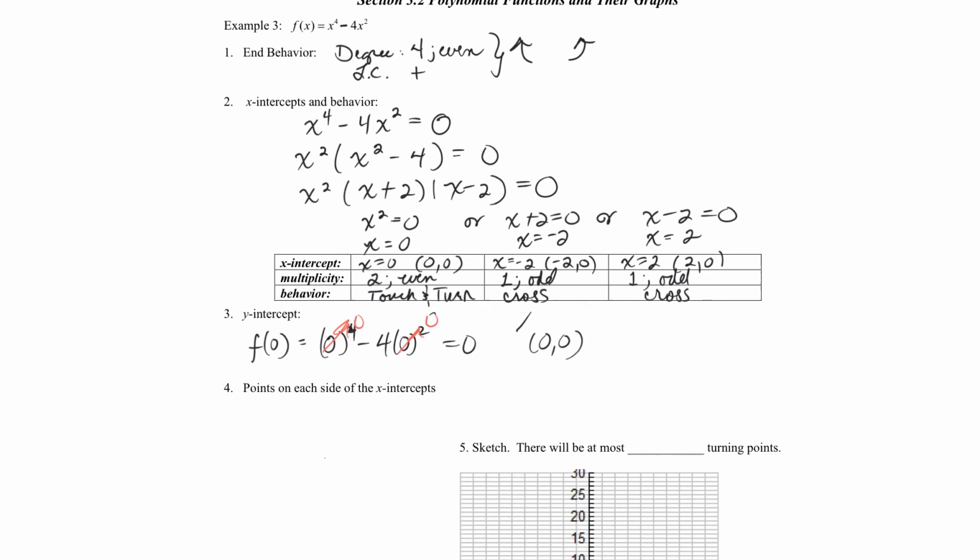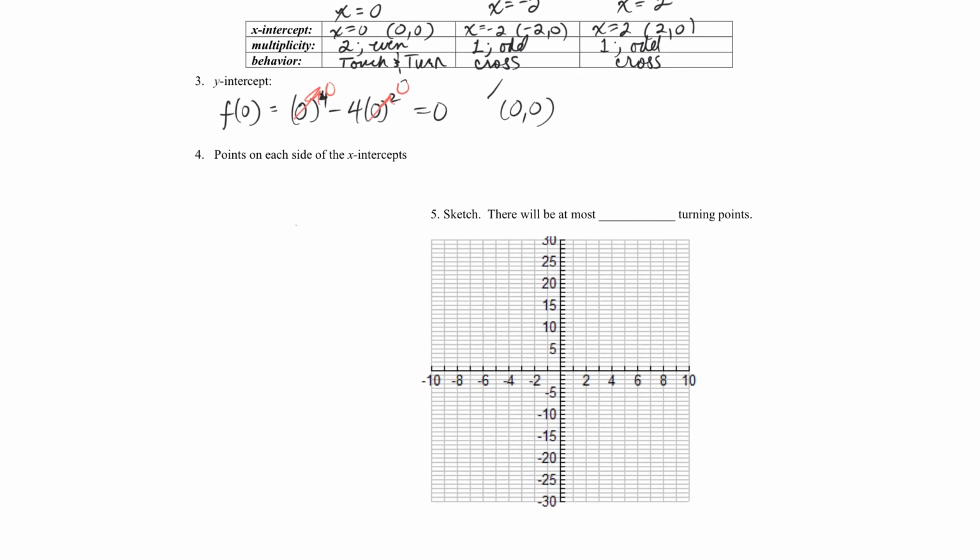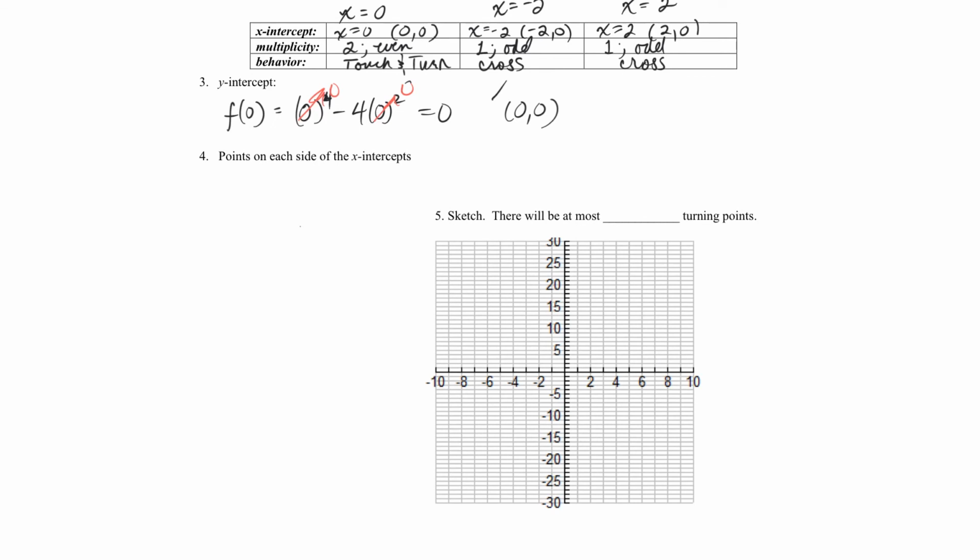Okay, so now let's put what we know already on here. We know that it's going to be rising to the left and to the right. We know that we are going to have one x-intercept at x equals 0, right? We know that we're going to have one at x equals negative 2. And we know that we're going to have one at x equals positive 2.